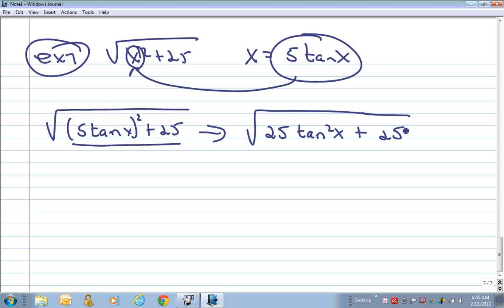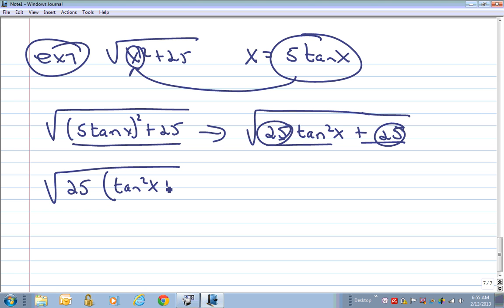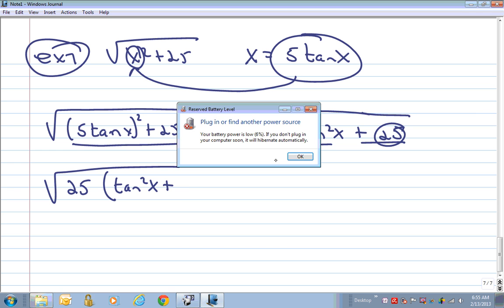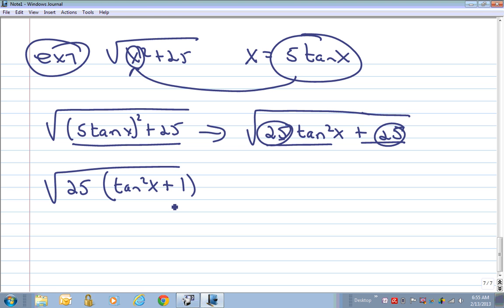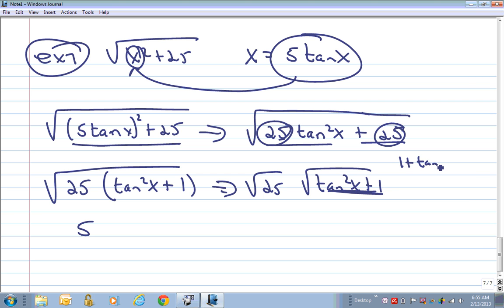Plus 25. Now, once again, we're looking at two terms underneath here, and we want to see what we could factor out. They both have 25, so we're going to factor 25 out. So we're going to have the square root, with 25 on the outside, and tan squared x plus, we've already got the 25, so 25 times what would be 1. I've got to hurry because we're almost done here. Now we can separate them out. So now I can say the square root of 25 times the square root of tan squared x plus 1. The square root of 25 is 5, so that just goes away. What we need to know here is, again, this is 1 plus tangent sections.